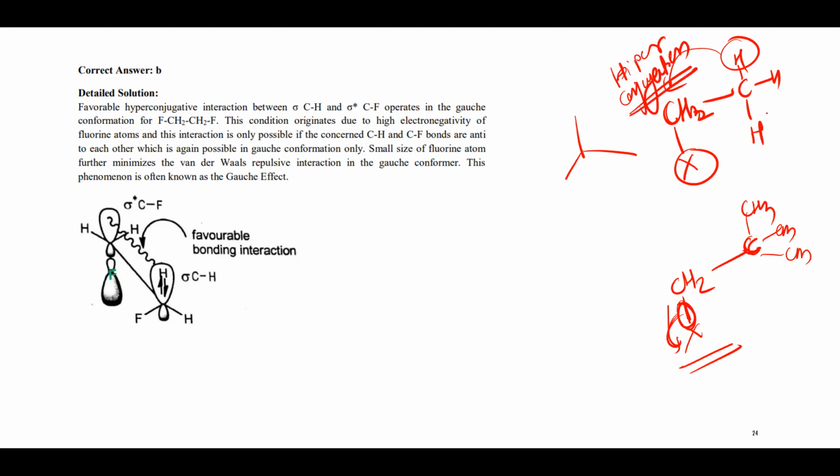So that's why such structures are more stable as compared to this kind of structure. And here also the same scenario: the bonding orbital and the antibonding orbital interact with each other and they stabilize the structure in the gauche form. So this option B is the correct option here.